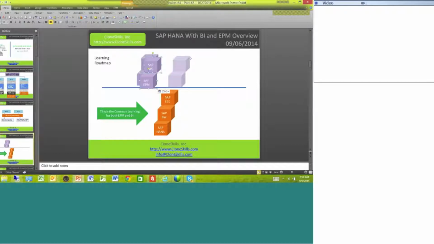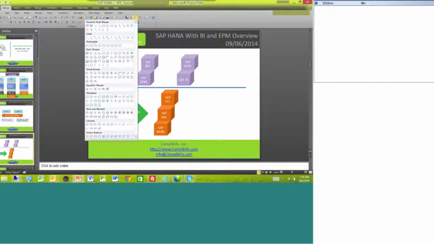The next is going to be the BI track. This is the SAP BI track. The BI track is going to focus on SAP BOBJ, business objects. So what is it that they are going to learn in this one? Within business objects, they are going to learn all these different things.